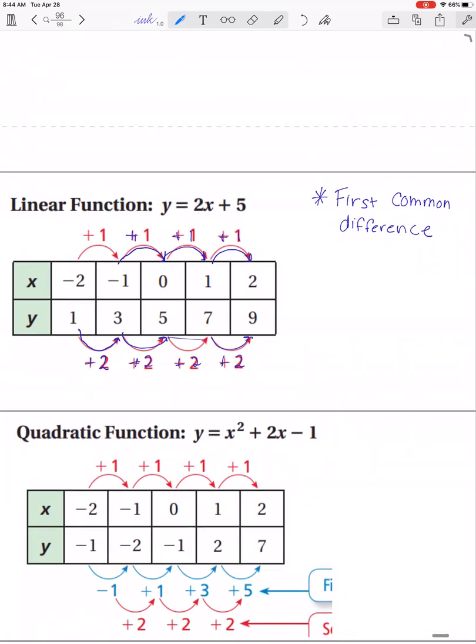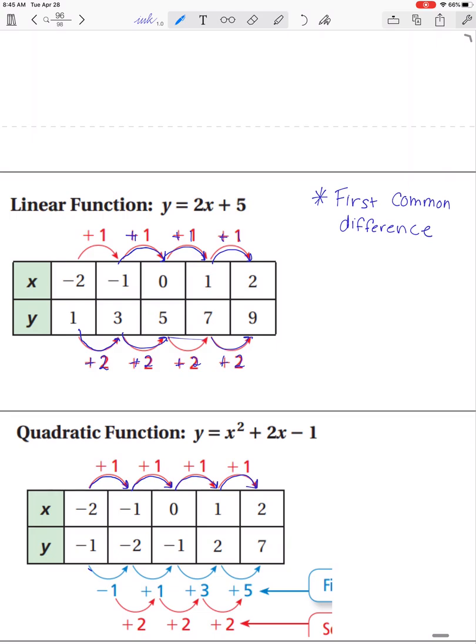So now, a quadratic function, again, I'm given this table, and I go to my x's, I say, how did I go from -2 to -1? I add 1. How do I go from -1 to 0? I add 1. And same thing you see throughout. We're just adding 1 all the way through on the x's. So okay, that's good. That's like what we've done with the linear function. So let's take a look at the y's now.